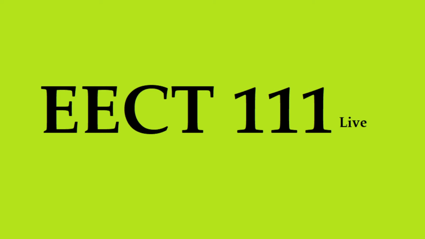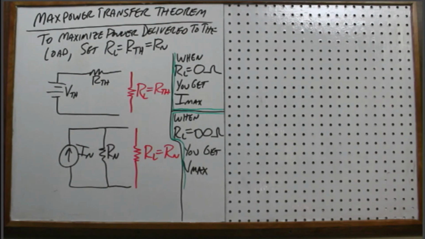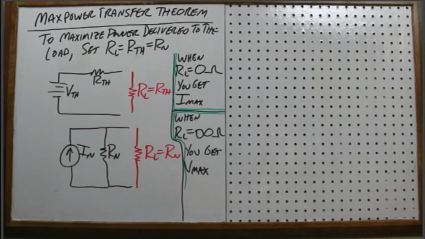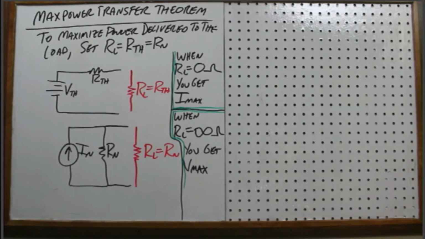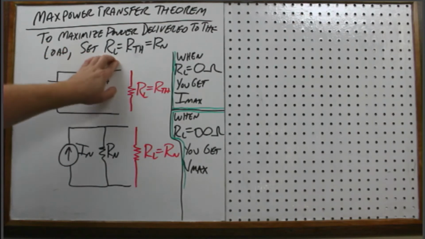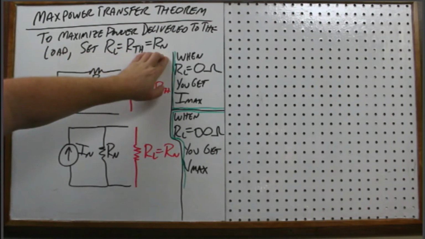In this video, we are going to look at the max power transfer theorem, which is the last theorem in chapter 9 we are going to take a look at. So let's go ahead and look at a definition. What I've got drawn here is the max power transfer theorem, and it says to maximize the power delivered to the load, set RL to RTH, or RN.